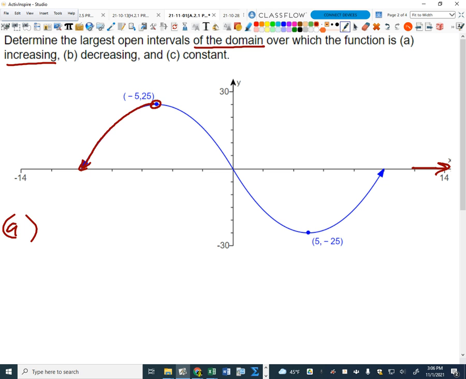Yes. Okay, excellent question. That's my next question to you, in fact. Would we include negative 5? Is the function increasing at negative 5? No, it's not, because that's a point of transition, isn't it? Yes, sir.